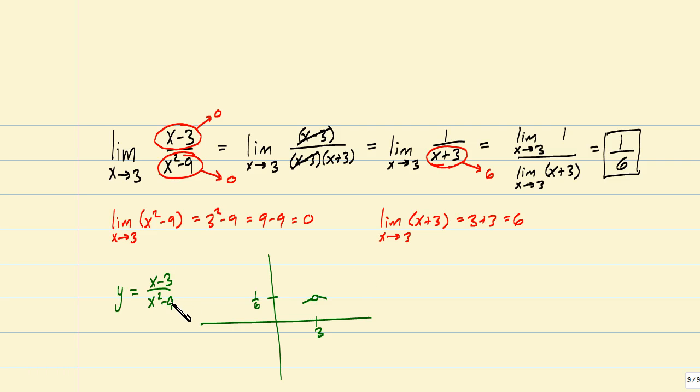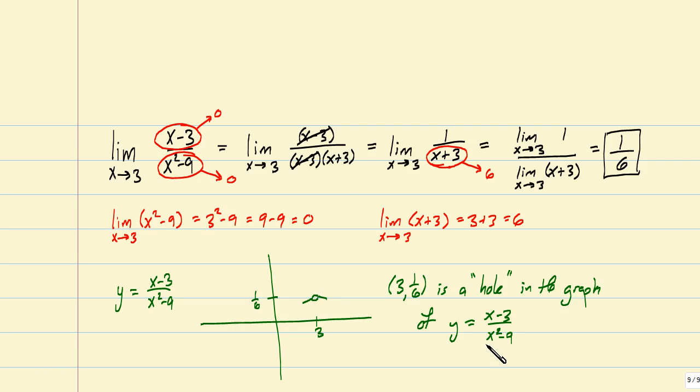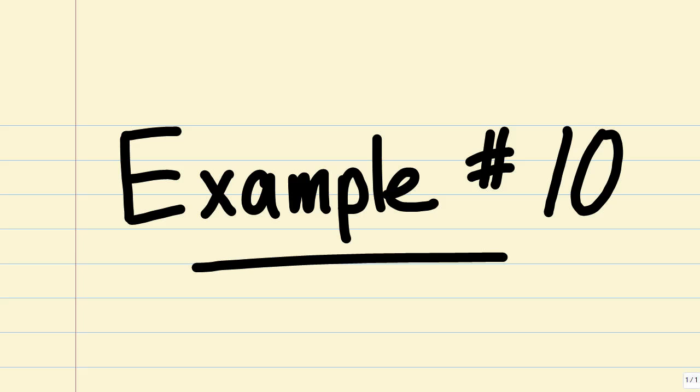Remember, the limit doesn't tell you anything about what happens at that x value. And indeed, looking at this expression, I can't plug in 3 into this expression. 3 is not in the domain of this expression. So I do indeed have to leave this an open circle. We have a hole. More specifically, (3, 1/6), that point. 3 being what x is approaching, 1/6 being the value of the limit. That point is a hole in the graph of this function. There's the value. There's the graphical interpretation.